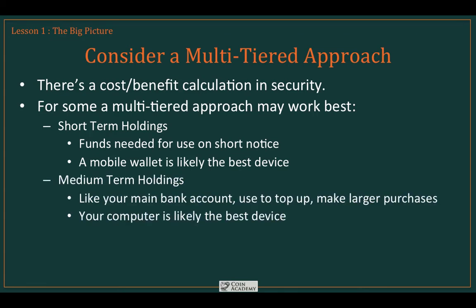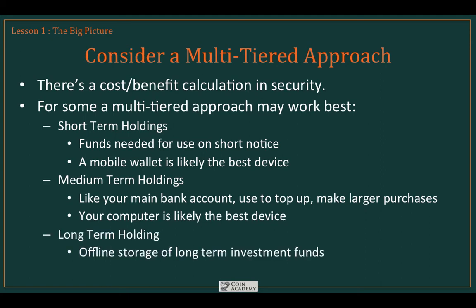Next, create a medium-term holdings fund. Think of this as your main bank account. This is the fund that you use to top up that short-term holding account and to make larger and less frequent purchases. It's best to put these on your computer. This is the best device for holding these. And then finally, for your long-term holdings, the things that are investments, the large amounts of capital, use offline storage for those. Do not put them on the computer permanently. Do not keep them on the mobile wallet, and most certainly do not keep them on an exchange. In fact, you'll notice we don't recommend an exchange for any of those 3 pools, short-term, medium-term, or long-term. It's never a good idea to leave large amounts of funds on an exchange.